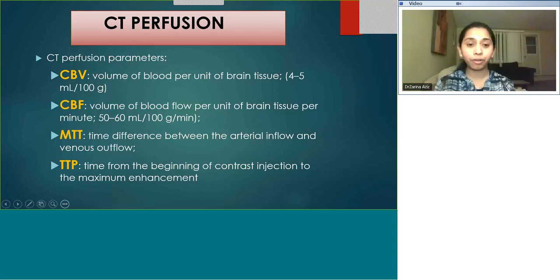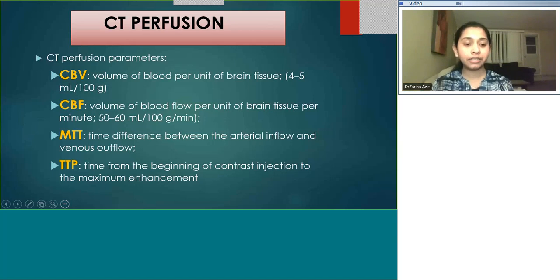They are cerebral blood volume, cerebral blood flow, mean transit time, and the time to peak. So CBV, CBF, MTT, and TTP. They are the 4 parameters which you are going to study in CT perfusion. So what does CBV mean? It's the volume of blood per unit of brain tissue, and normally it is around 4 to 5 ml per 100 grams. CBF is the volume of blood flow per unit of brain tissue per minute. So it is per minute rate of flow, and as I said, it is between 50 to 60 normally.